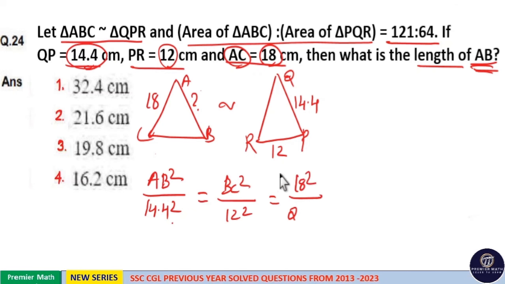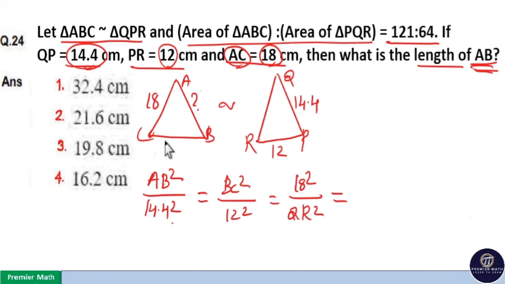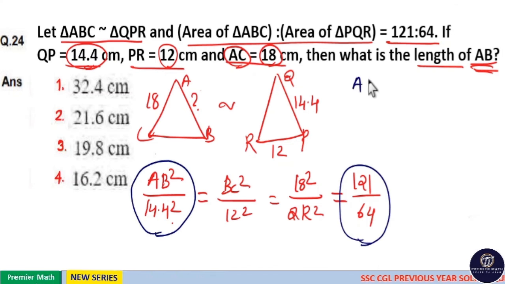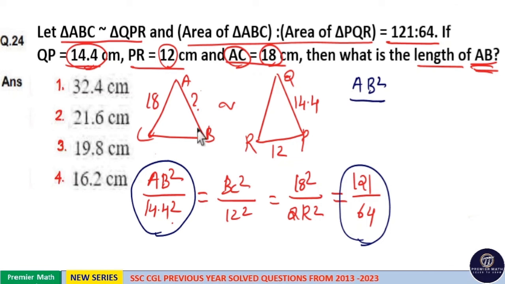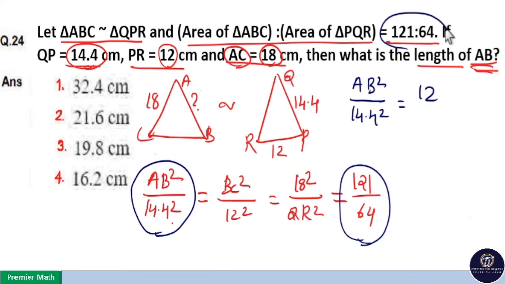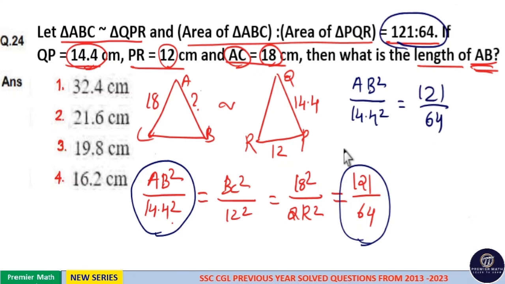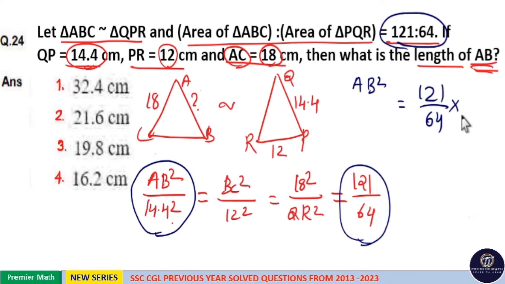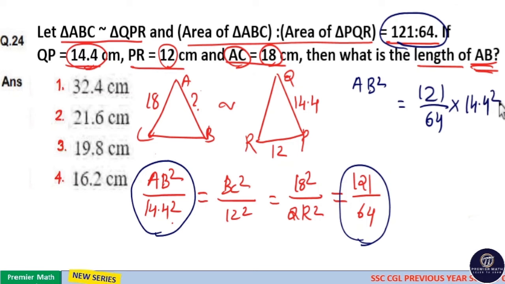AC square is equal to 18 square, so 18 square by QR square, which is equal to the area of triangle ABC, that is 121, divided by the area of triangle PQR, that is 64. Here you don't have to write all these things. You can just take these two and equate them. That is, AB square by 14.4 square is equal to 121 by 64. That is, AB square is equal to 121 by 64 into 14.4 square.